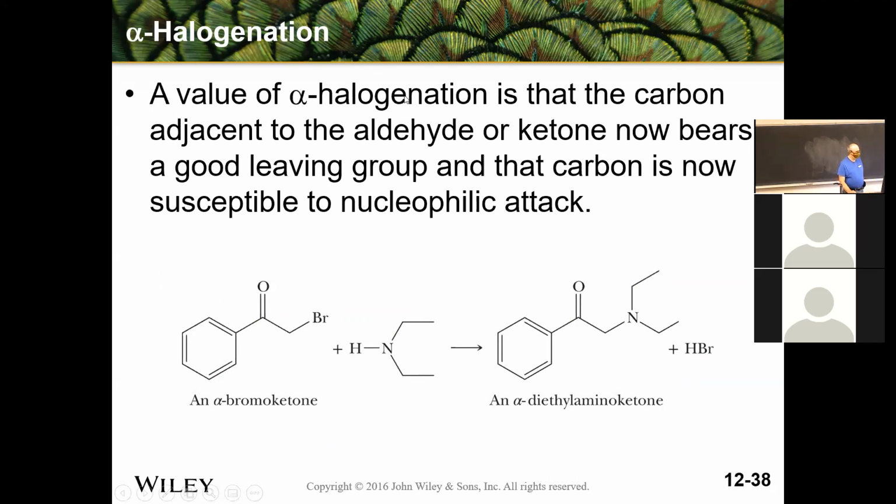Alpha halogenation is useful in that we now have a good substrate for SN2 reactions. For example, this amine can undergo an SN2 with this alpha bromoketone to give this substituted product.